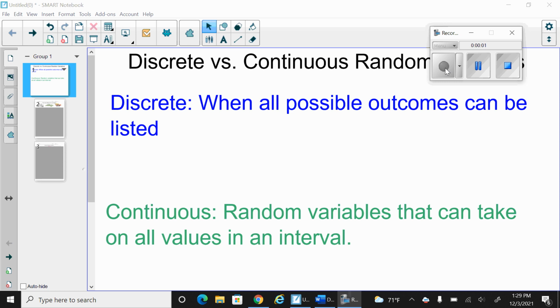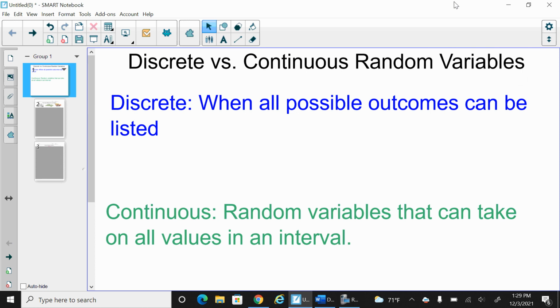All right, this is your first video of today, and we're going to be talking about discrete and continuous random variables. So just a review of what a discrete random variable is. Discrete means countable, when all possible outcomes can be listed, like rolling a dice. Right? You can list the possible outcomes, 1, 2, 3, 4, 5, 6. That is a discrete random variable.